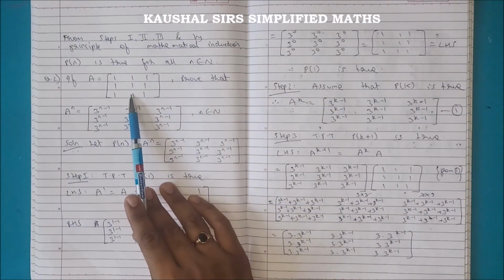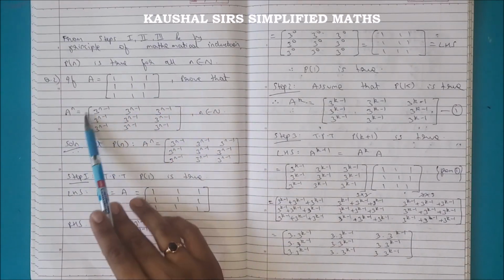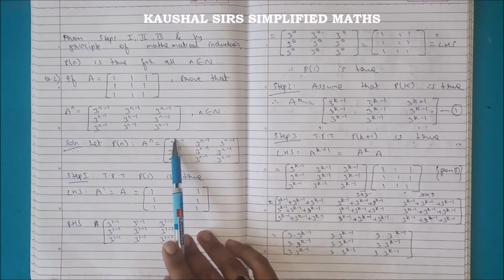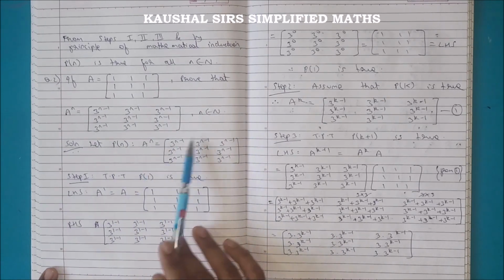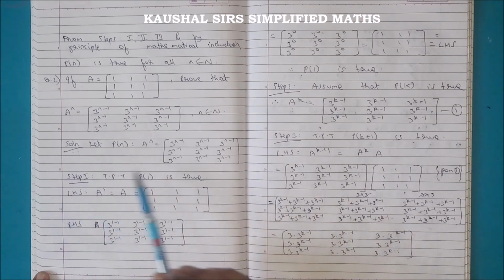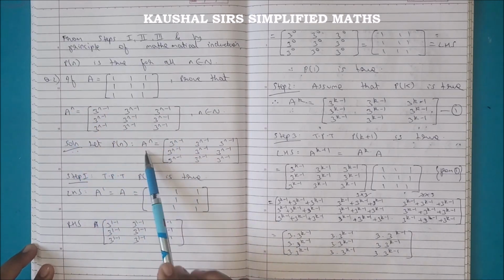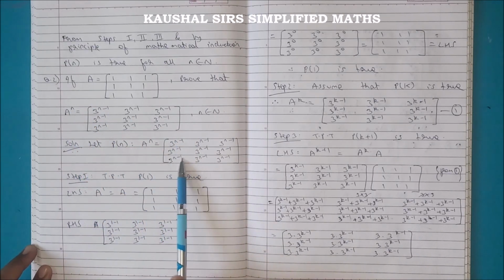Again, one matrix A is given to us. You want to prove that a raised to n is equal to this matrix is true for all n belongs to N. So again students will be taking the help of principle of mathematical induction. आगे जो हमने 3 स्टेप किया वही स्टेप यहाँ पे आपको रिपीट करना है. Okay, so how do we start? Let P of n is equal to this relation. Let P of n denote this relation.